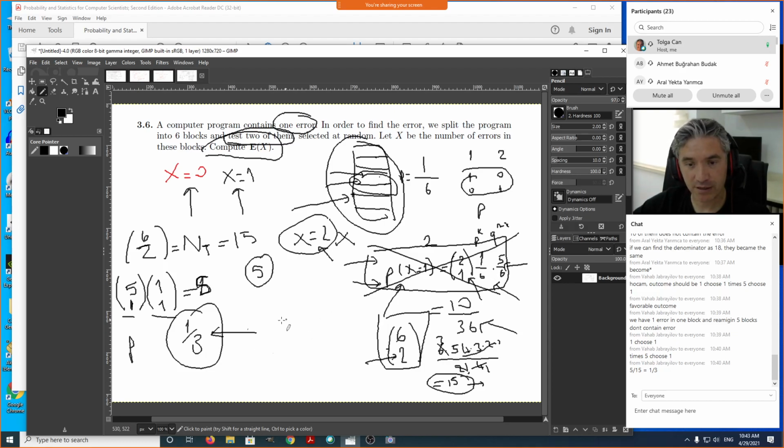So the correct solution would be the expected value of x should be 0 times whatever the probability of obtaining 0 things, and 1 times probability of obtaining 1. In that case, its expected value is going to be 1 over 3. All right, thanks for the help.